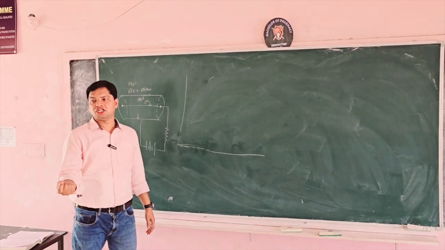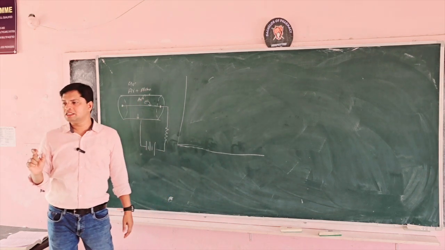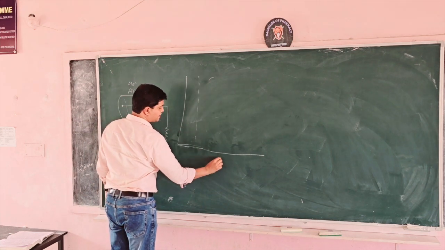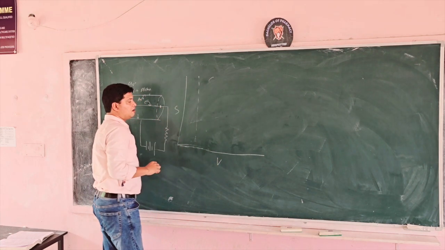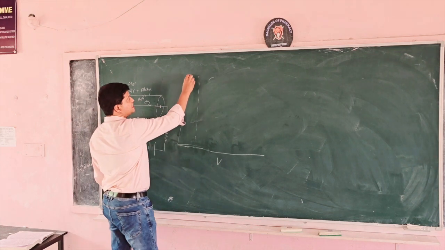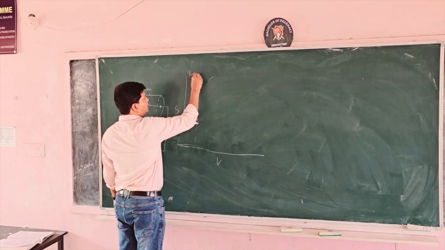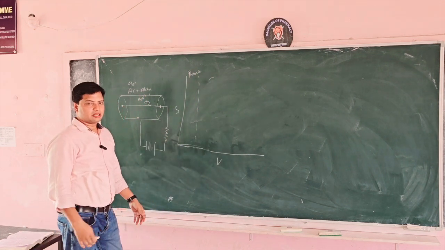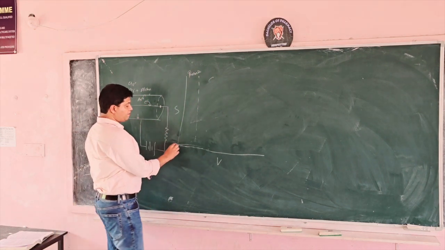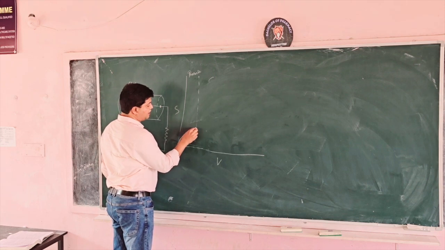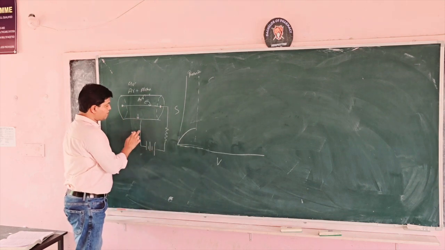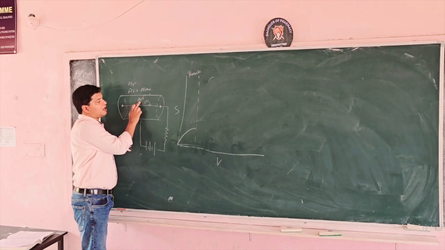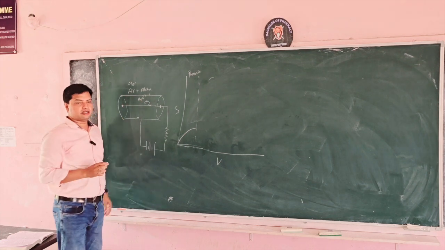Very good. The difference between the three is potential. If you take potential on the x-axis and signal on the y-axis, first is recombination. What is happening? Even though you increase the potential, the argon and electron will again rejoin.